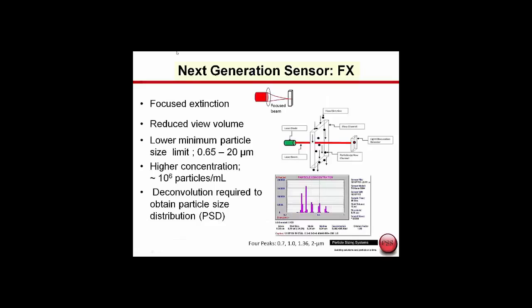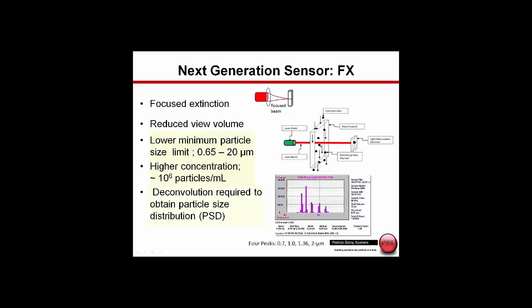As we wanted to improve the sensitivity to smaller particles, the change that was made is that we started focusing the laser beam. As we focus the laser beam to the center of the measurement zone, we now have higher laser intensity, and we can measure smaller particles. The FX sensor is a focused extinction sensor that can measure from 0.65 up to about 20 microns.